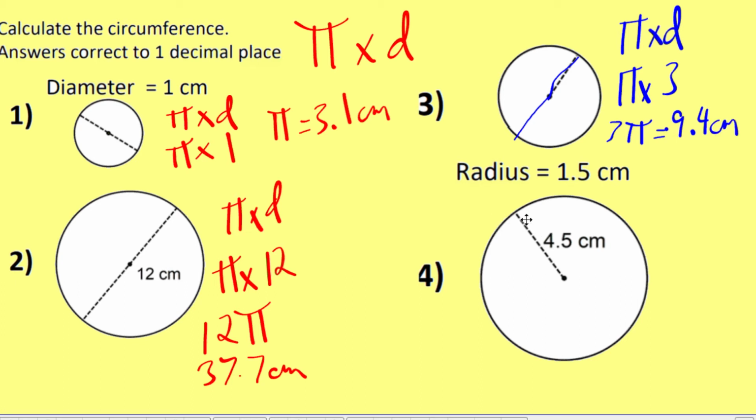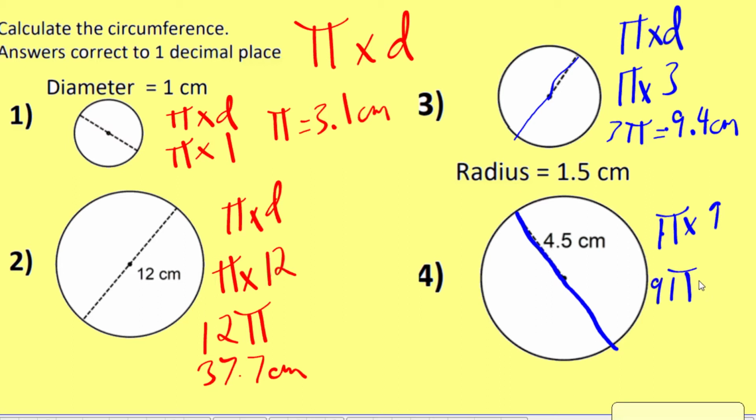Next one again, we've got 4.5 centimeters for the radius. We need to double that to get the diameter, which is going to give us a diameter of 9. So it's going to be pi times 9, which obviously is 9 pi, which is equal to 28.274, which I'm going to round to 28.3 centimeters. So that's the circumference.